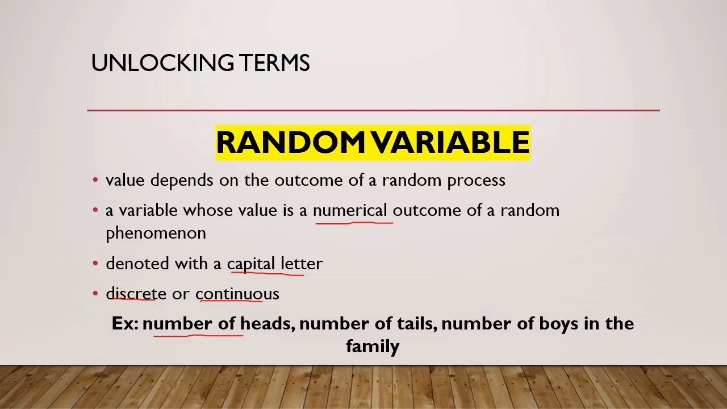So number of heads is a random variable because this is an outcome from a random process. So take note, a random process example for the number of heads is tossing a coin. Tossing a coin is a random process, and the random variable that we're trying to get the value of is the number of heads. Its value is expressed in numbers. And we can use any capital letters from the alphabet. Example, we will represent the number of heads as X. You can represent number of tails as Z. You can use any letter. So this is a random variable.